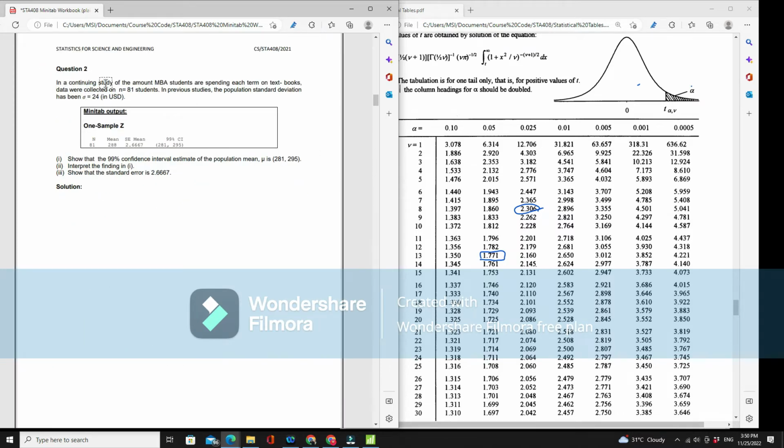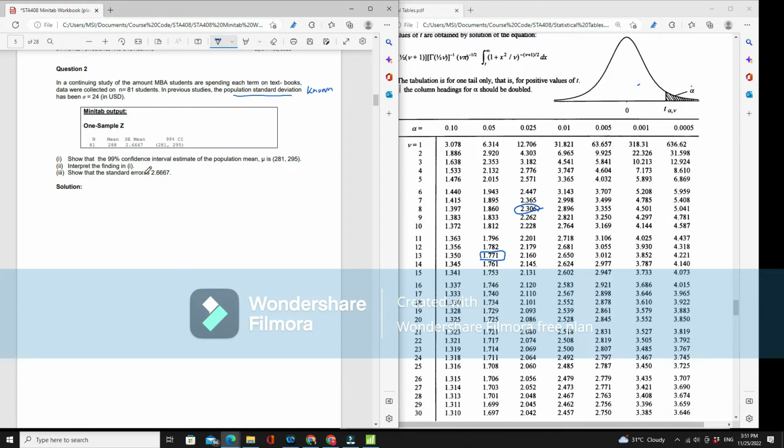Next, the second question. In a continuing study of the amount MBA students are spending each term on textbooks, data were collected on n equals 81 students. In previous studies, the population standard deviation has been sigma equals 24 in USD. So here, the population standard deviation is known. The Minitab output shows that the 99% confidence interval estimate of the population mean is 281 to 295. So this one is a Z-test.